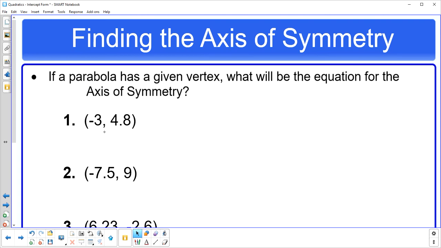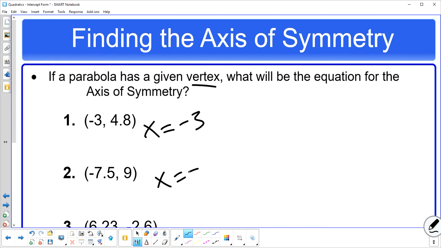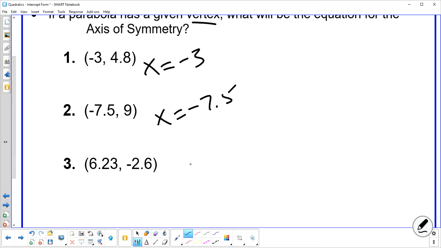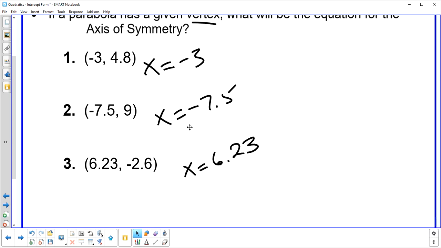If we look at that, it's always going to be the x-coordinate of the vertex. So our axis of symmetry for this first example, x equals negative 3. For the second one, x equals negative 7.5. And for the third one, x equals 6.23. Those would be our axes of symmetry. We would draw a vertical line through each one of these x-coordinates for each different parabola.